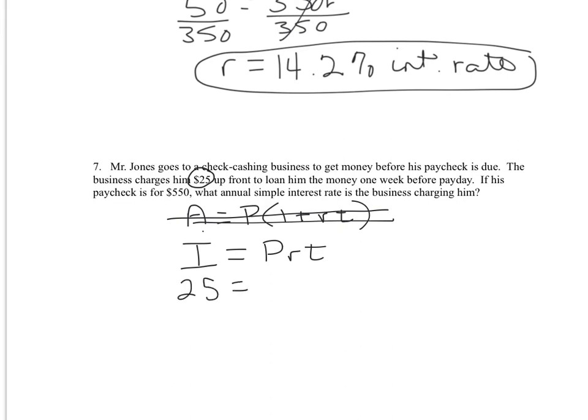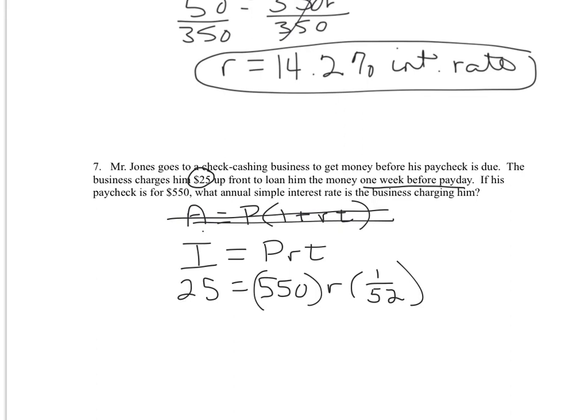Now, the principal is the amount of his paycheck. That's the amount that he got in advance, and that's $550. What we'd like to find is what's the interest rate they're charging him if he's having to pay the $25. Now, time, you're going to have to be careful because he got the money 1 week before payday. How many weeks are in a year? Well, there are 52 in a year, so 1 out of 52 is going to be my time.